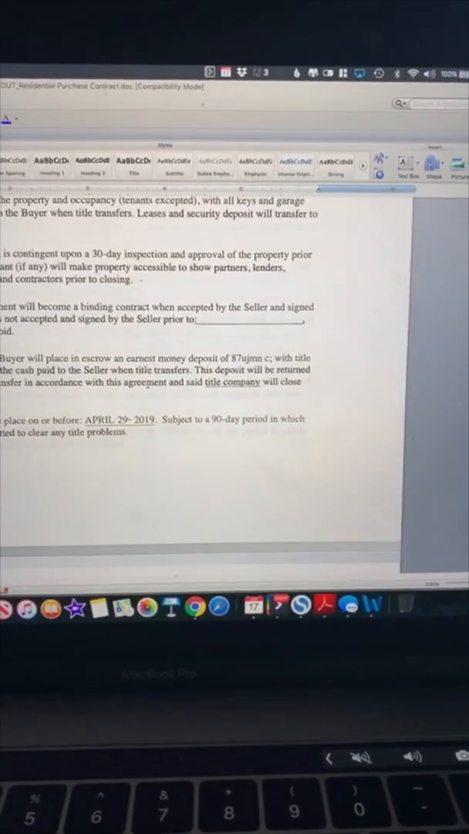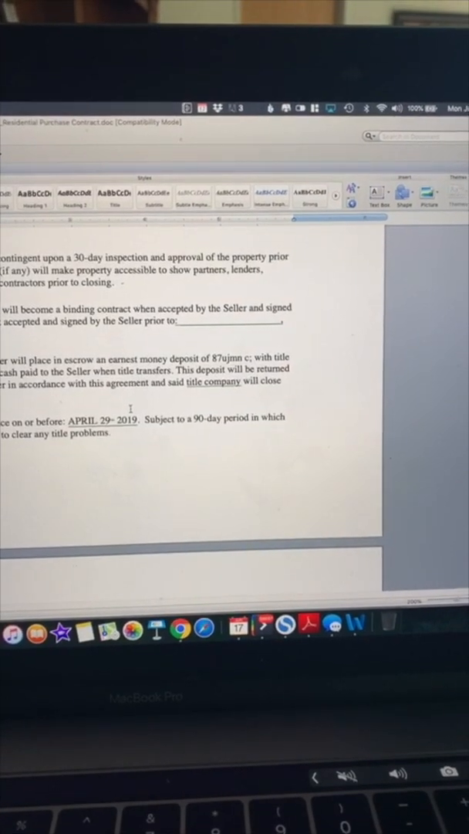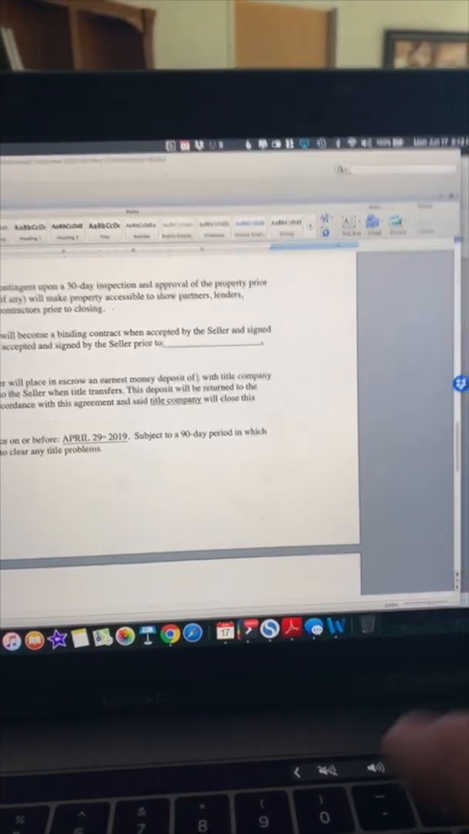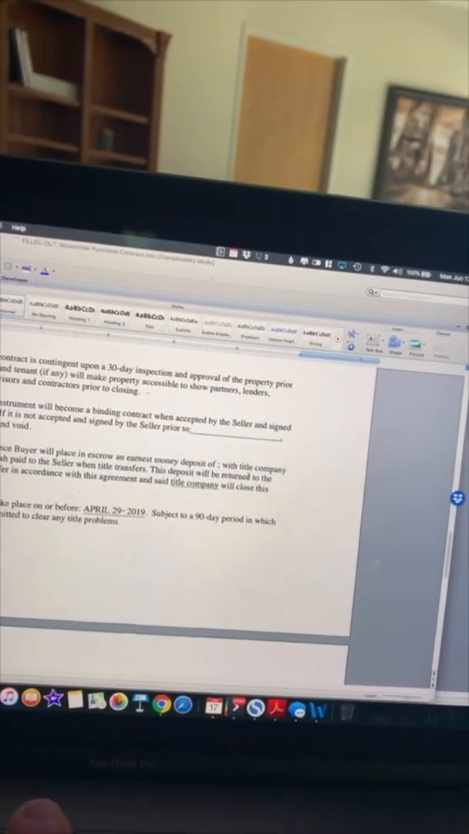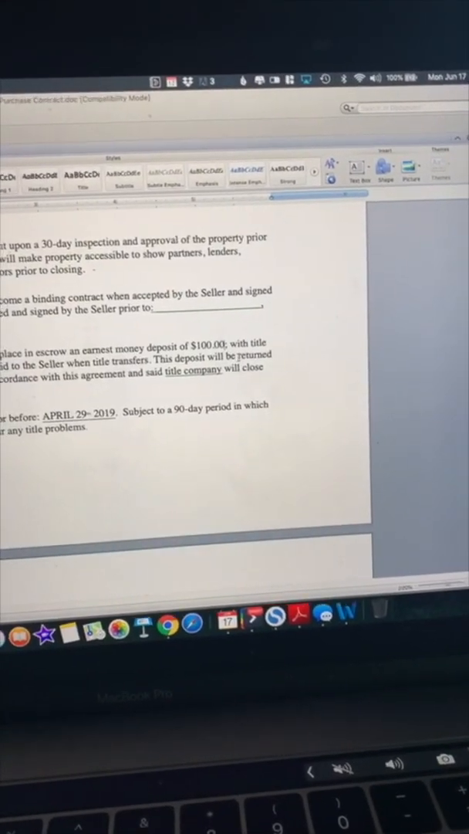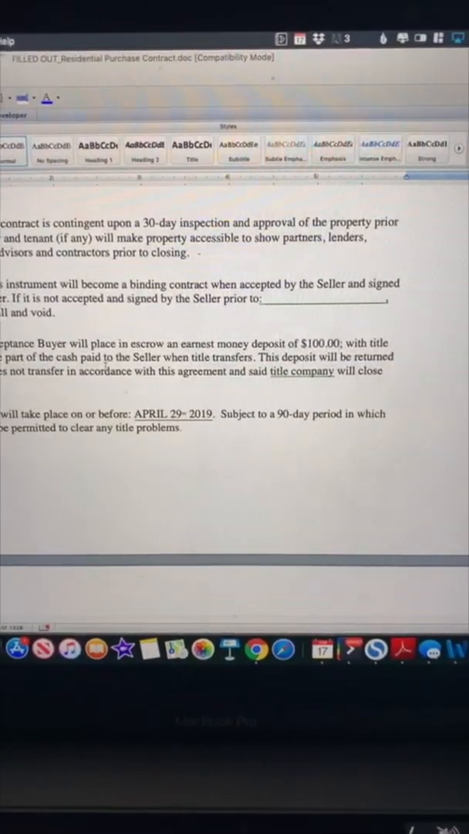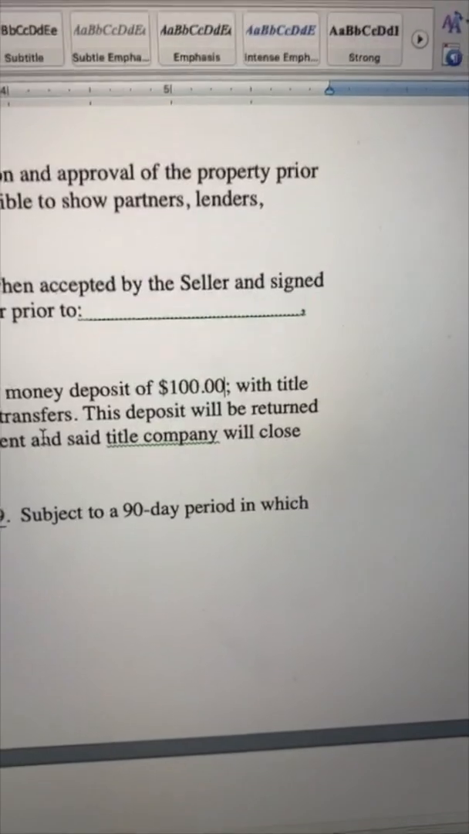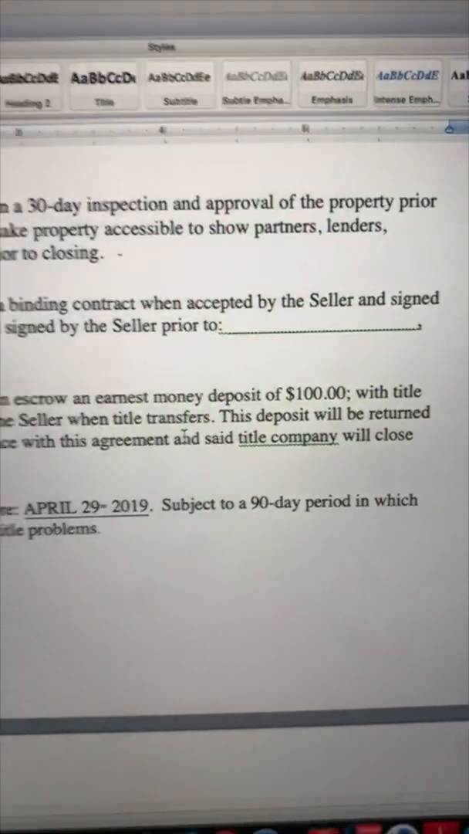Number one. Number two, oh, this is where I messed up. The deposit of $100. This is what I messed up. A deposit of $100 with the title company, which will be part of the cash paid to the seller when title transfers. So all of our contracts have a $100 earnest money deposit.